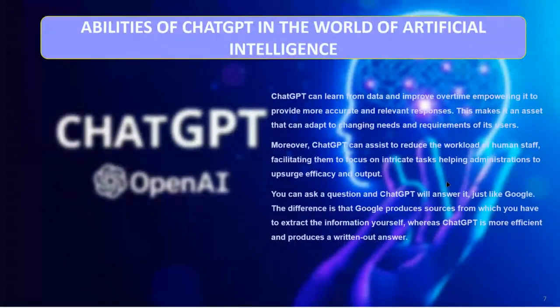Now we'll see what's the difference between Google and ChatGPT, because you might be wondering, this is the same thing that Google has been doing for us, same job, a search engine. You can ask a question and ChatGPT will answer it just like Google, but the difference is that Google produces sources from which you have to extract the information yourself, whereas ChatGPT is more efficient and produces a written answer. However, the risk factor is that it's not easy to verify if the answer is true or not. Complicated.